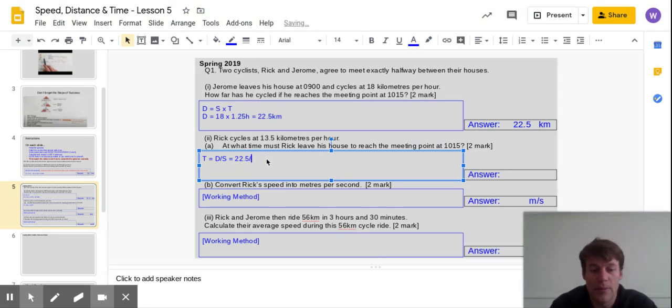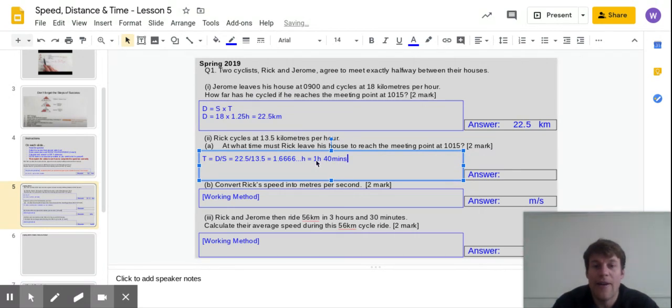The speed is 13.5. Get your calculator out and calculate it, and you should get 1.666 recurring, and that's in decimal hours, because speed is in kilometers per hour, and we've divided the distance by the speed. That is how long it takes in decimal hours. We need to convert that into hours and minutes. That's 1 hour, and 2/3 of an hour is 40 minutes.